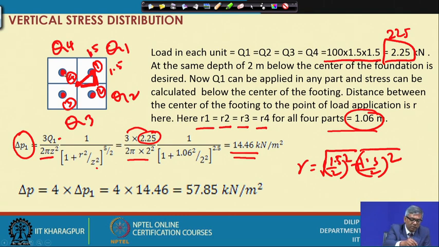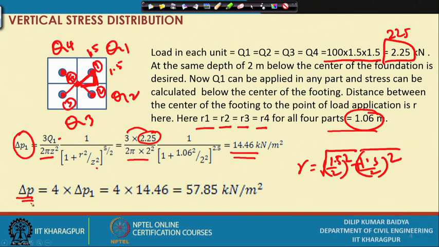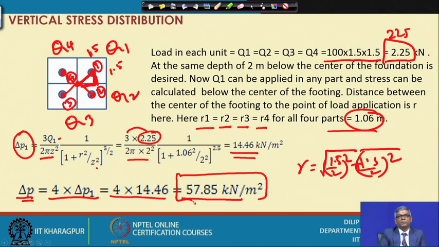If I want to find out this one, then it will be added, for this one to be added, for this one also to be added. So finally, that means 4 times. So, delta P, that means because of the loading of the entire area at the center, whatever stress we are getting, I assume that as delta P. Then delta P becomes 4 into delta P1. So, 4 into 14.46 is 57.85. So, this is the stress we are getting if I divide into 4 parts and apply the Boussinesq formula.